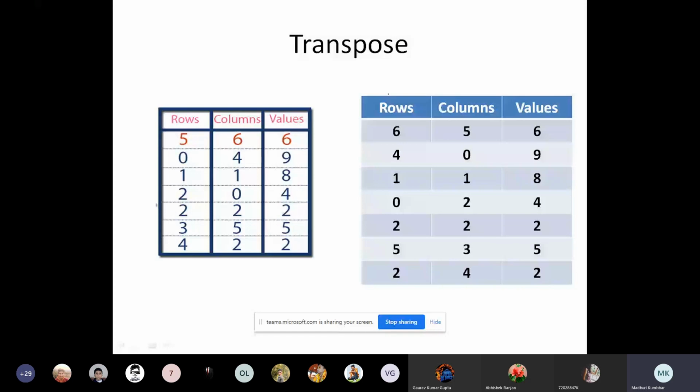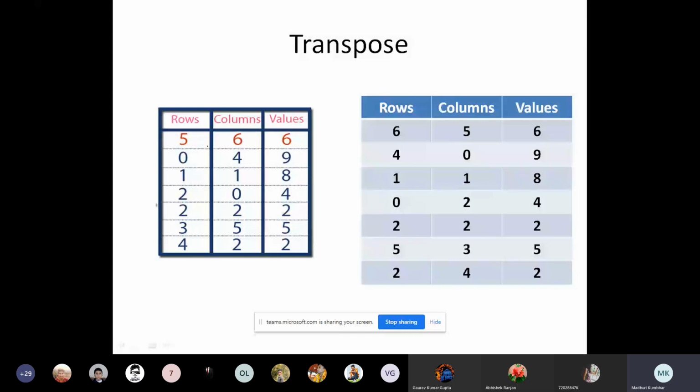But will the non-zero values change, or the values stored in the matrix? No. Only their location or address will change. Now that we have studied the normal matrix representation, whatever the row and column address of a particular element is, we just interchange it, right? So for the sparse matrix, what will the transpose be?